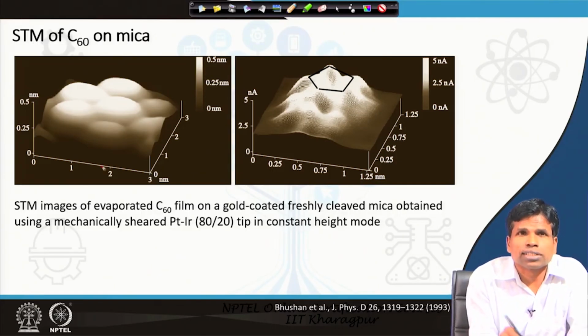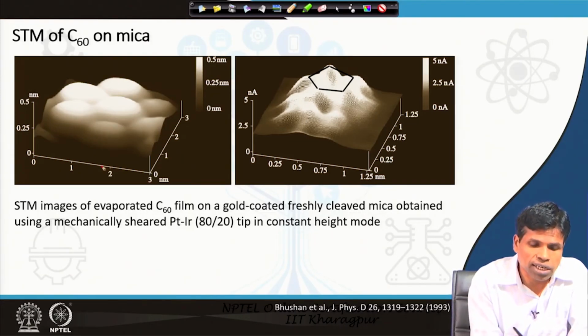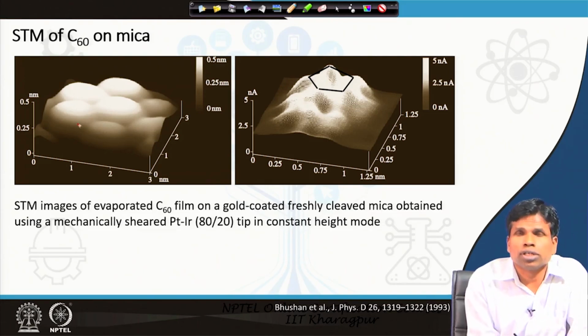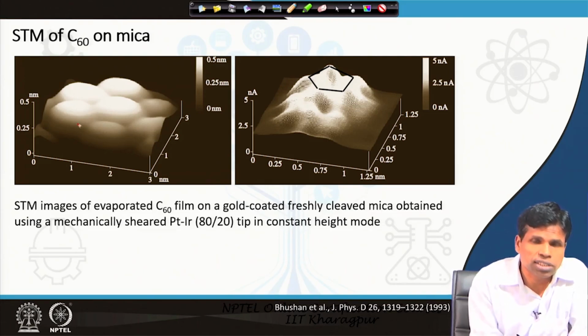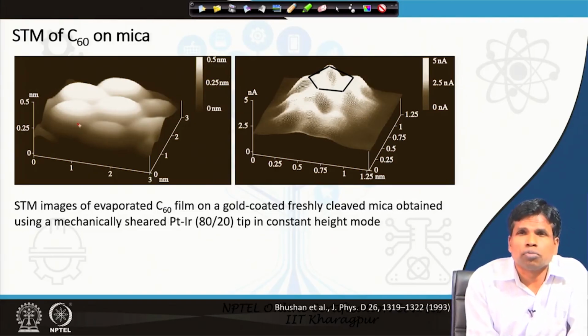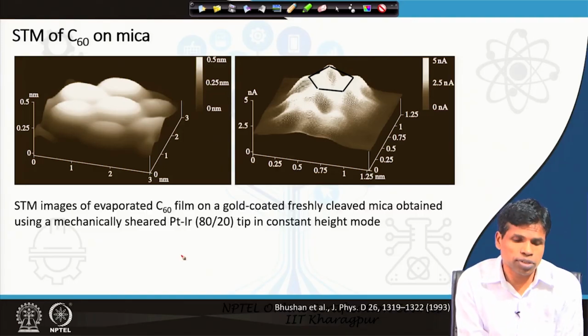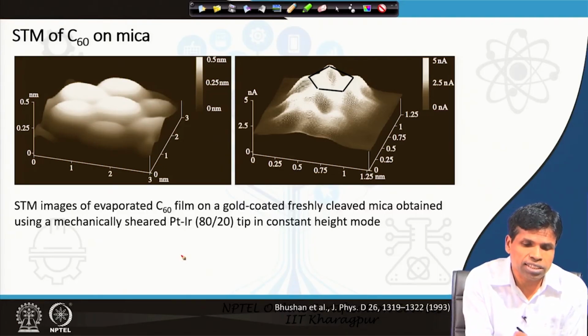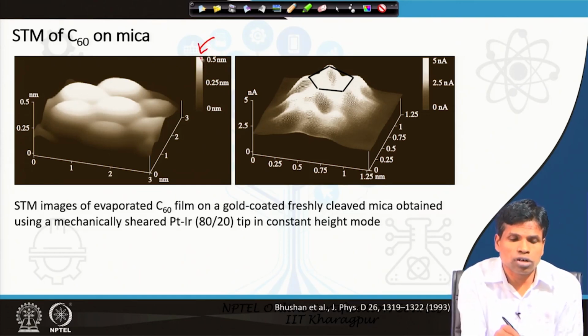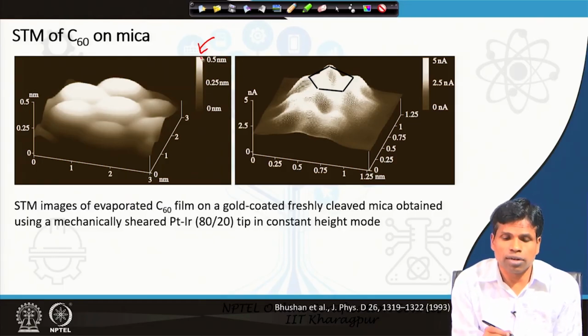And the y axis gives the lateral direction. From the lateral direction, we can see that the diameter of the fullerene was measured to be 0.7 nanometer or 7 angstrom, which is close to the 0.71 nanometer theoretically expected for the C60. And in the height case, you can also see this scale bar telling about the height of the sphere, or in this case the fullerene molecule.